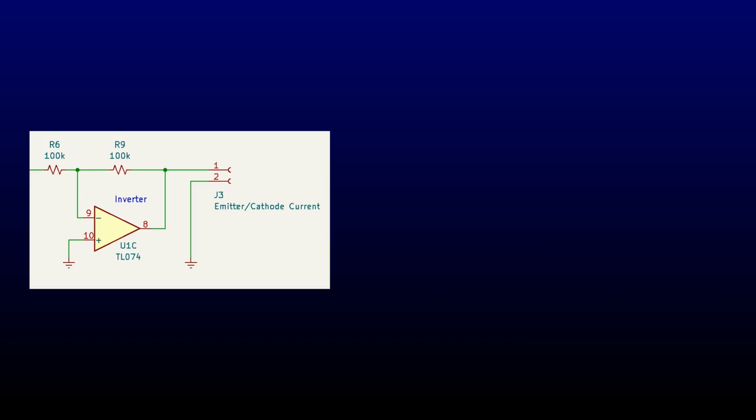Because the output of the current sense circuit is a negative voltage for a positive current through the device, I put it through a unity gain inverter before sending it to the scope.